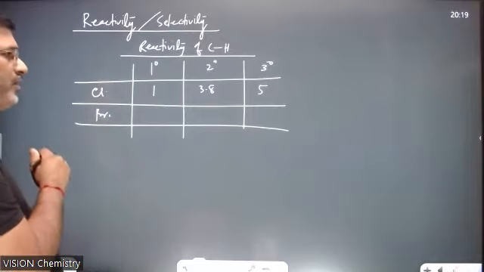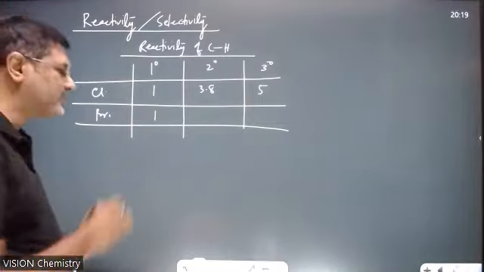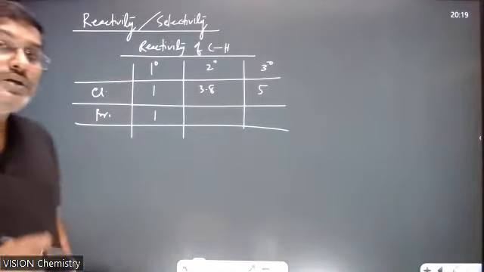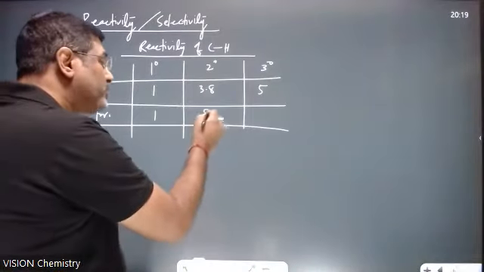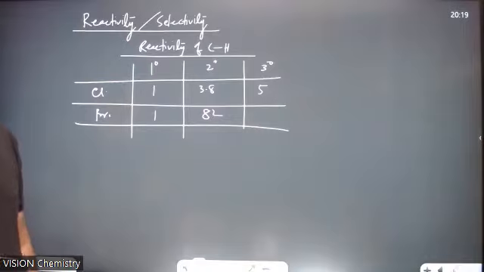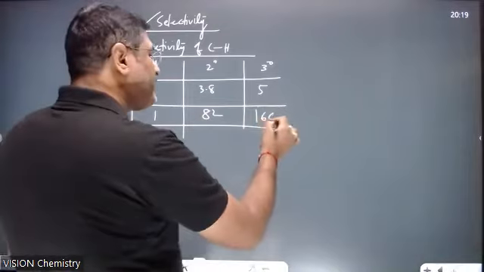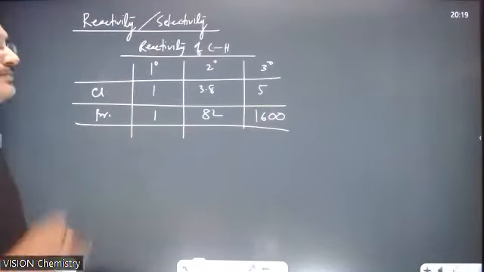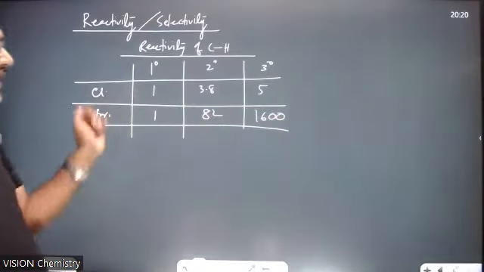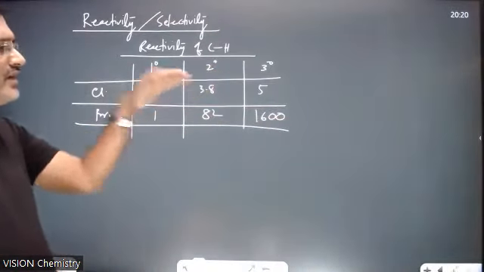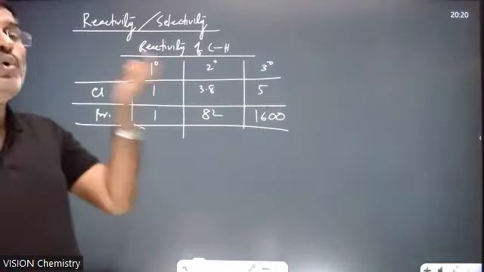So 1, 3.8, and 5. Okay, 5 times it is more reactive. When we think of the bromine, and if you consider the primary hydrogen as 1 unit, the 2 degrees is certainly more reactive. But this one is 82 times more than this primary. And tertiary is 1600 times more reactive than this primary. Here also the order is tertiary, secondary, primary. But this difference is less in the case of chlorine, and more in the case of bromine.